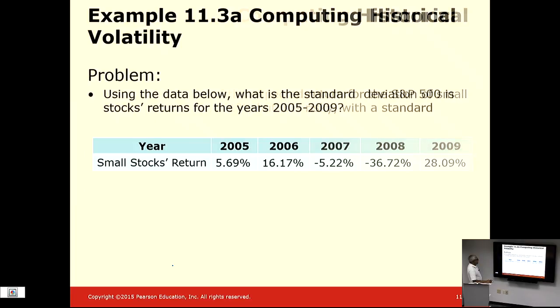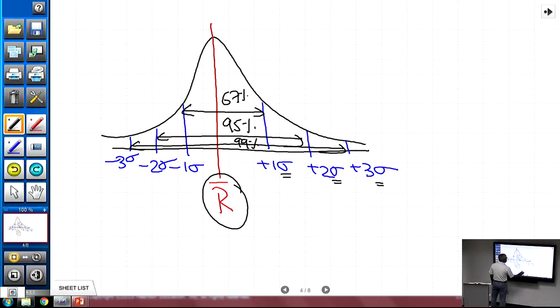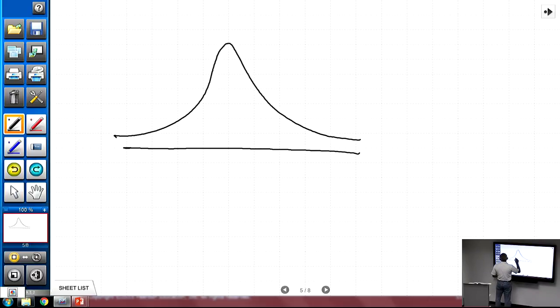So what does that mean? What does that 3.1 and 24.1 imply? To understand that, we have to apply this in the context of a normal distribution. The mean value is 3.1.